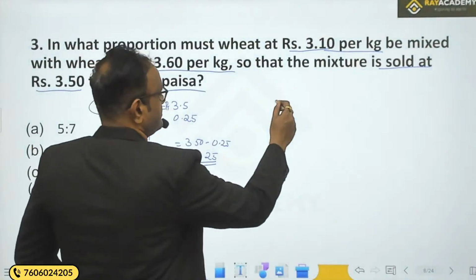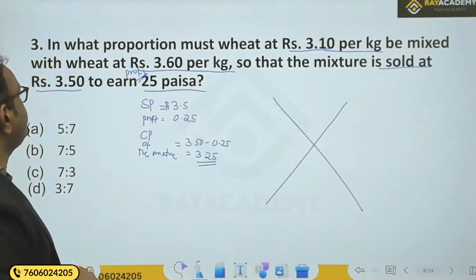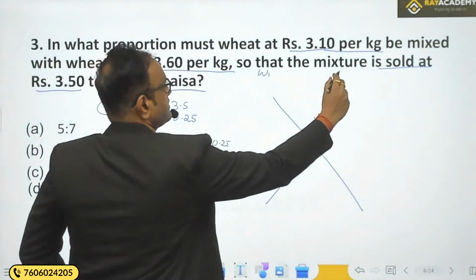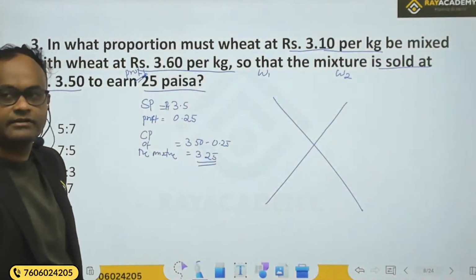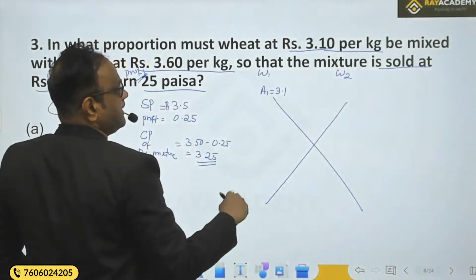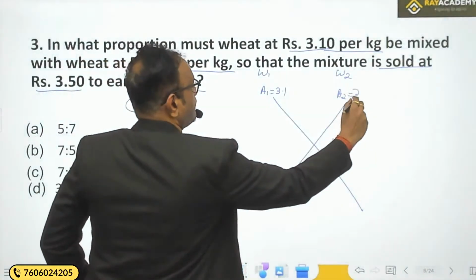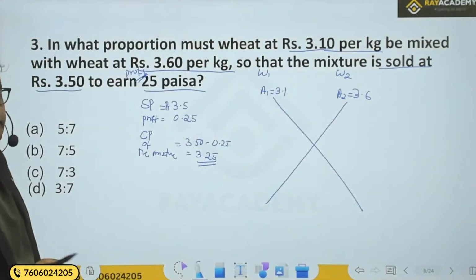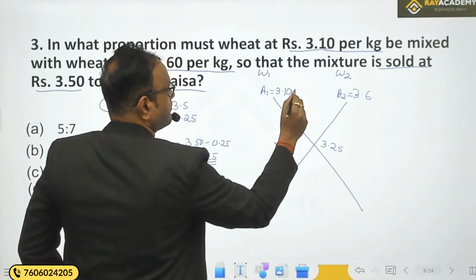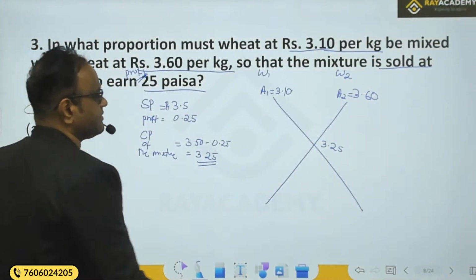Now let us do this alligation. There are two varieties. The first variety, the weightage I don't know, you can write W1. The second variety, weightage I don't know, we can write W2. And the average, A1 is given, A1 is 3.1, A2 is also given, A2 is 3.6. And what is the average price you are getting? 3.25. Okay. 3.1 means you can write 3.10 so that it becomes easy for your calculation. You can put 0 after the decimal, no value will change.